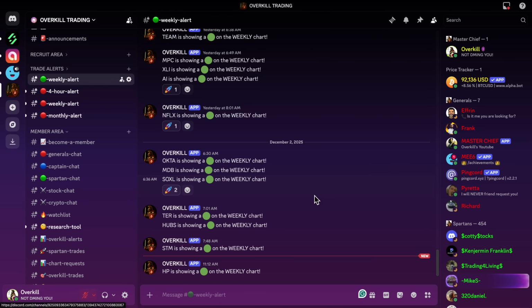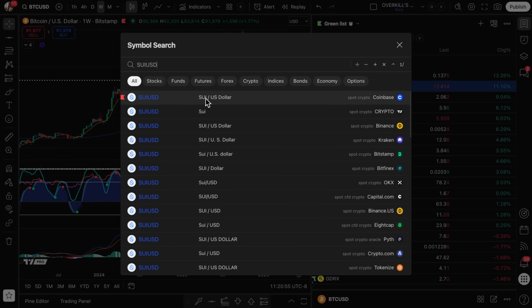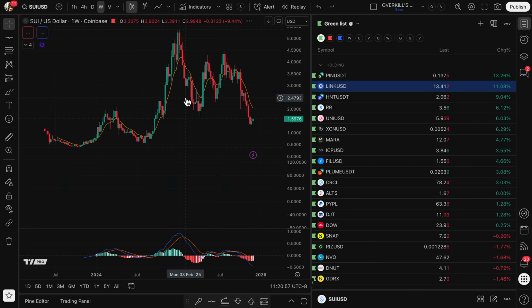The weekly chart is probably the most important chart to be watching right now. When those weekly alerts start hitting over here on crypto, that is when you're going to see some of these names start to reverse. That is when I will say the bottom is for sure in.